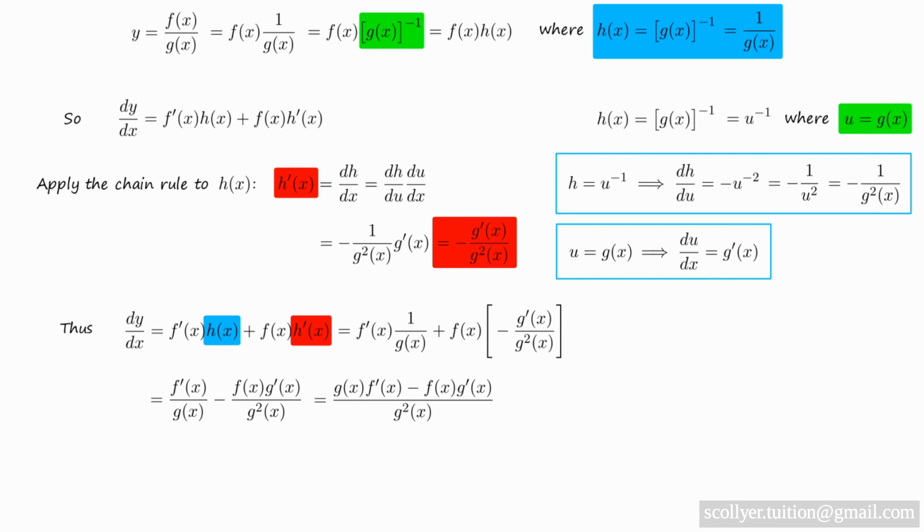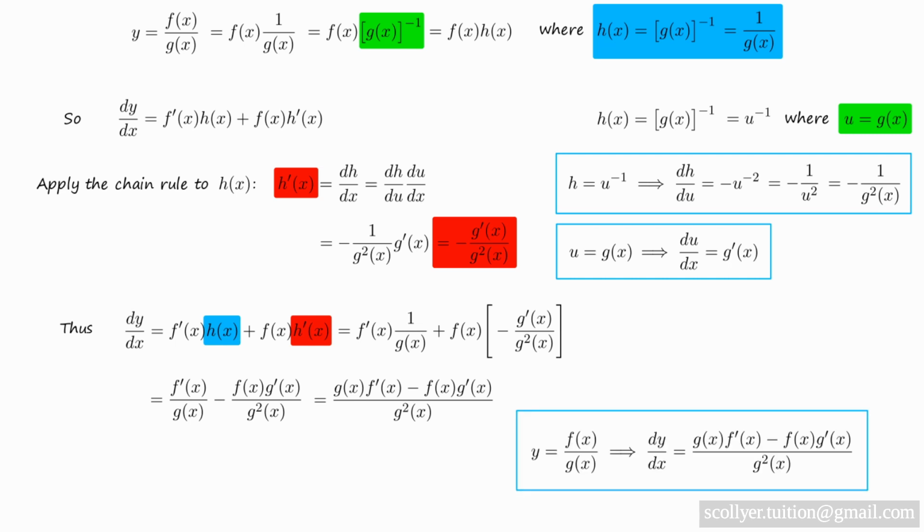g squared of x. And so by applying the product rule and chain rule to the expression f of x over g of x, we have that if y equals f of x over g of x, then dy by dx equals g of x times f dashed of x minus f of x times g dashed of x all over g squared of x.